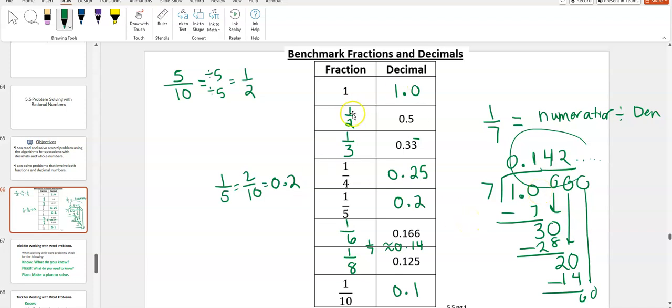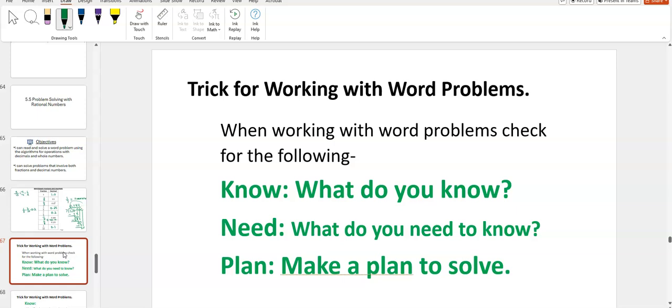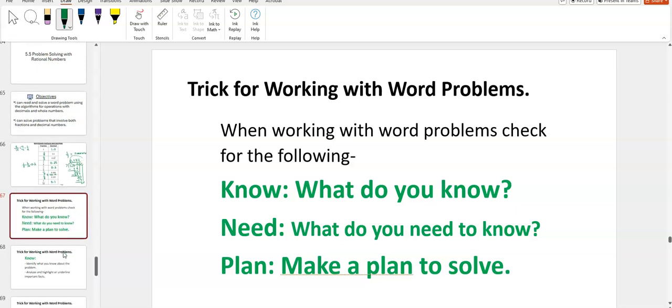Okay, you're going to need that when solving problems with fractions and decimals. All right, second part. We have that trick for working with word problems, the know-need-plan. Remember, know is what you know in the problem, need is what you need to know, and plan is making a plan. You can underline, circle, highlight these word problems to figure out what you need to do.